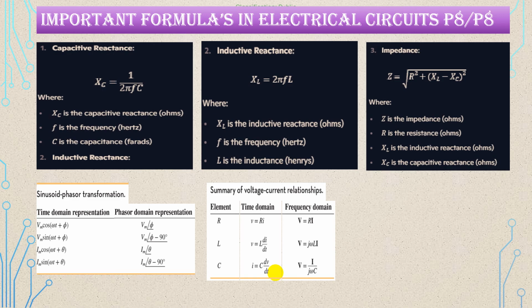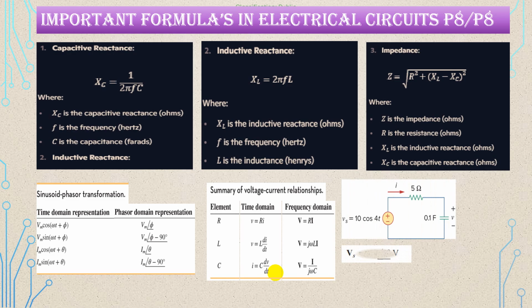Now for C dV/dt, C becomes 1 by 2 pi f C, and 2 pi f is omega, so it is 1 by omega C, that is, 1 by j omega C, multiplied with I. Like this, we have to transform from the time domain to the frequency domain. Okay, now if Vs is 10 cos 4t is given, how can we form it into the phasor?